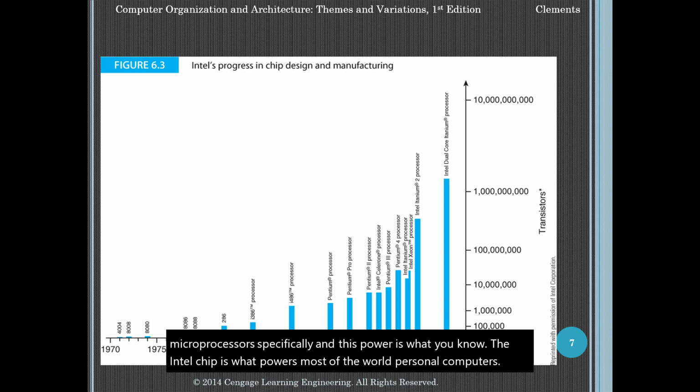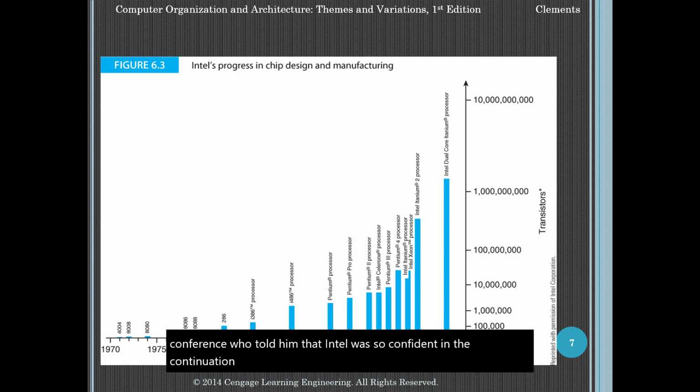And the author talks about meeting an engineer from Intel at a conference who told him that Intel was so confident in the continuation of Moore's law in the medium future that they could begin the design of the next generation of microprocessors, even though at the time the required fabrication technology did not exist.